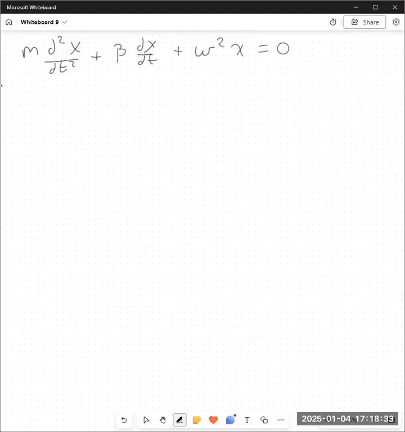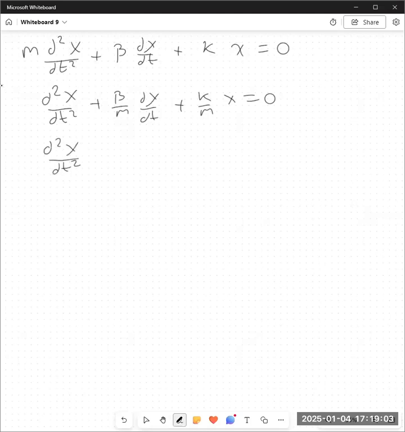And actually this can be written as that right now. I'm sorry, not quite omega squared yet. This is d2x dt2 plus beta over m dx dt plus k over m x equals 0. Now it's going to be omega squared. I make the substitutions that this is 2 lambda and this is omega squared.